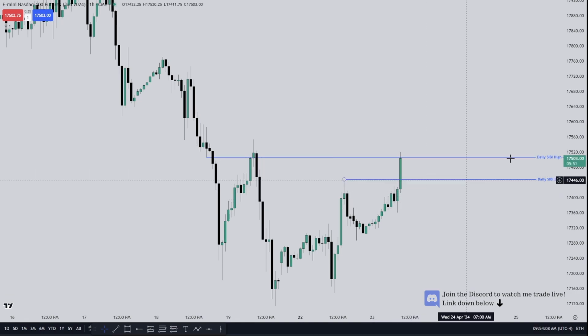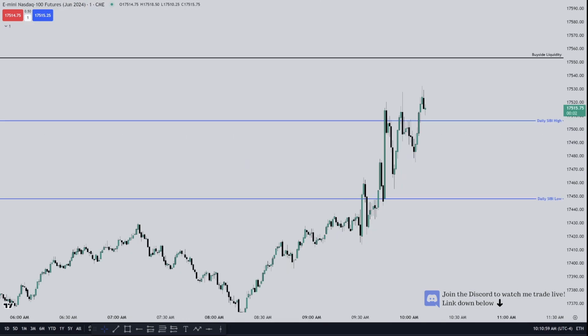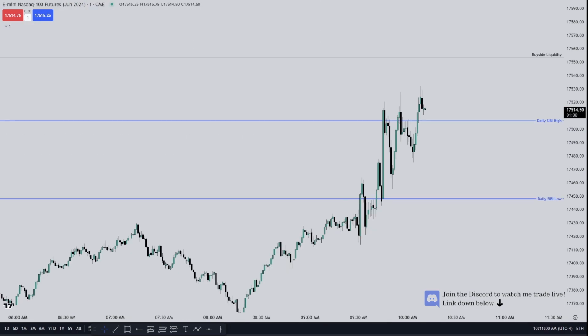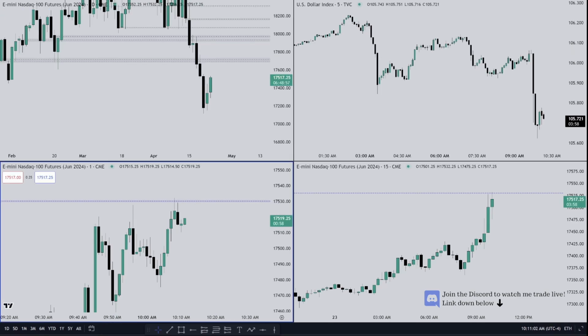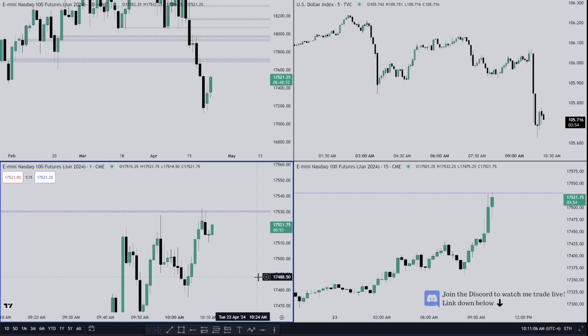Preferably, I want to see us get above the high of that fair value gap, reach for buy side, and possibly trade into this inefficiency here, since dollar is looking pretty bearish. I'm going to drag this over so you can see what I'm looking at on my monitor and why I'm being a little bit more patient. So this is what I have.